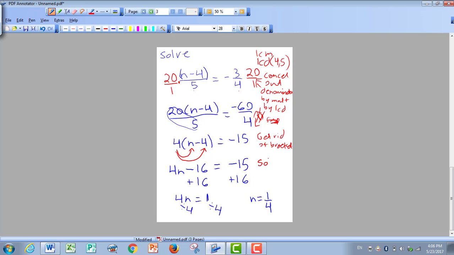And then we solve. And always we add or subtract, and then multiply or divide. So when it says solve, our whole goal is to isolate the variable. And for this question, the first thing we had to do is cancel out the denominators, simplify it, get rid of brackets, and then we solve by adding and subtracting and then multiplying and dividing. And that's it. Hope you have fun doing these questions.